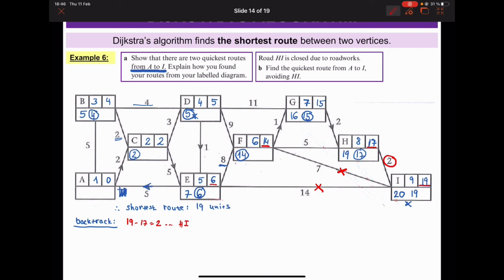The next one is 17 minus 5, or 17 minus 14 is not 5, but 17 minus 2 is 15. 17 minus 15 is 2. What is GH? So I am here now. And then at the G, I have 15 minus 5 is not 11, so I don't have to worry about that. But 15 minus 1 is 14, so 15 minus 14 is equal to 1, that is FG.